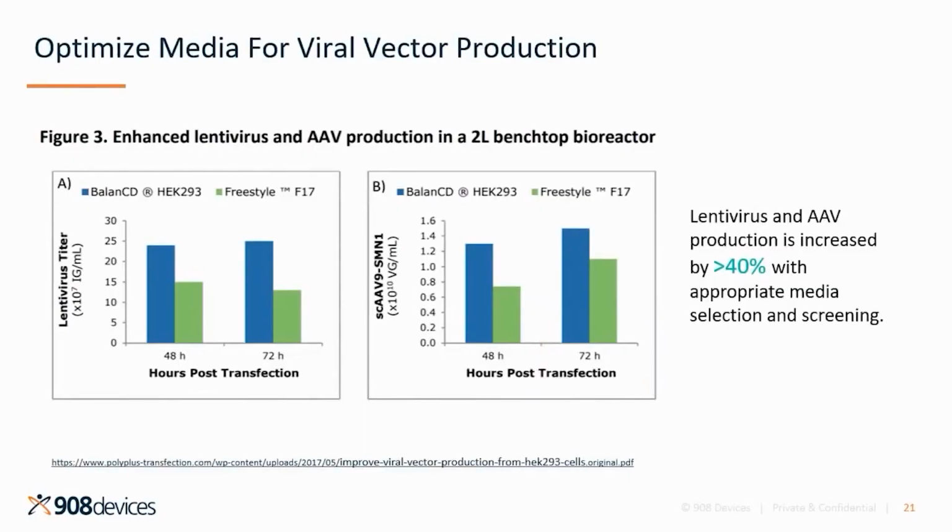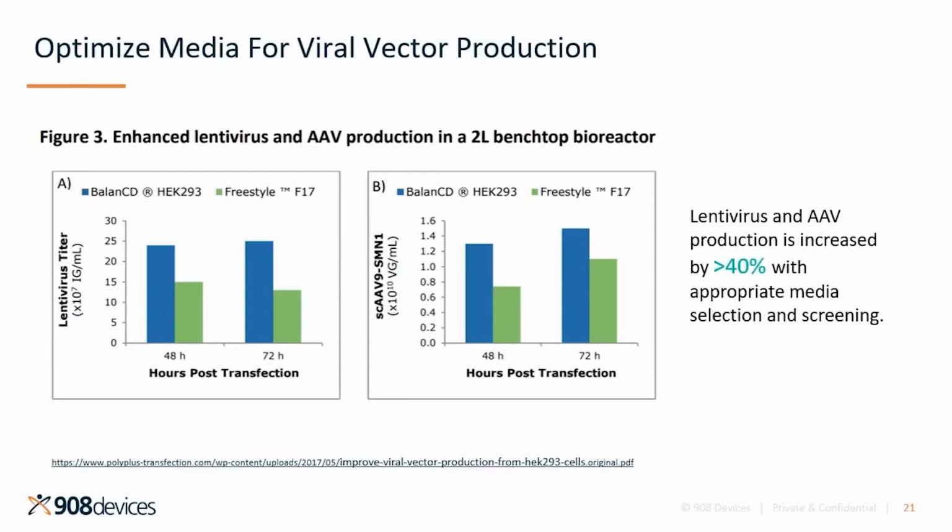Selecting the right media for your HEK cells is particularly important to produce viral vectors. On the right-hand side of the slide, you can see how both lentiviral and AAV production from HEK cells differs based on the commercial media used. In the case of the lentiviral process, there was a doubling of vectors produced within 72 hours post-transfection by using a chemically defined media. The AAV process made over 30% more vectors using the same optimized media.